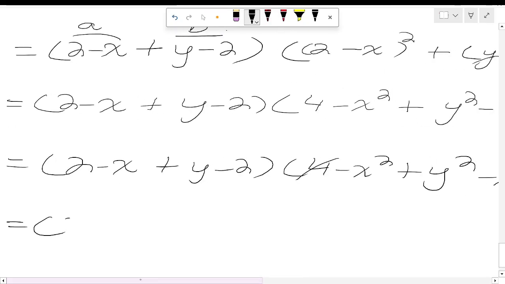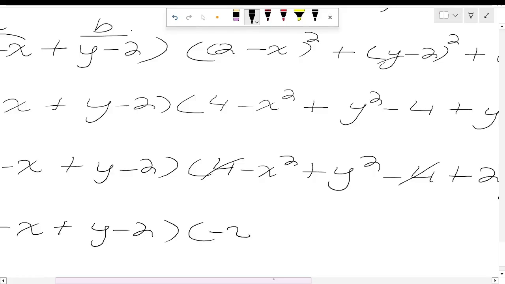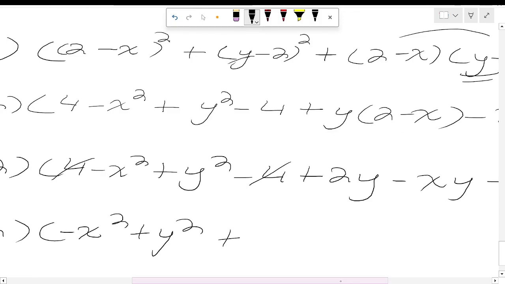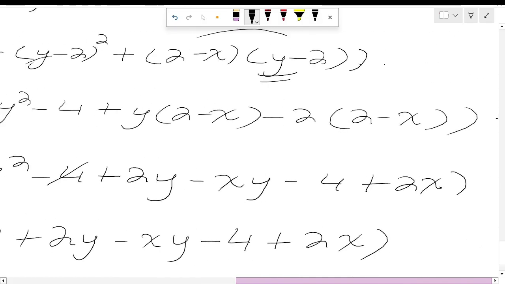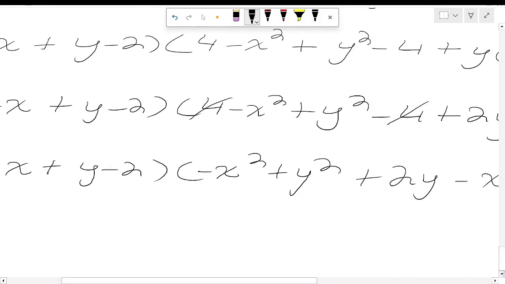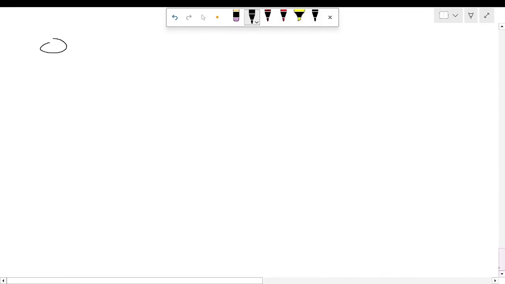So I'll just write 2 minus x plus y minus 2. Then I'll write negative x square plus y square added with 2y subtracted from xy, and I'll write negative 4 plus 2x here. So this is our final answer for expression number 7. Question number 8.